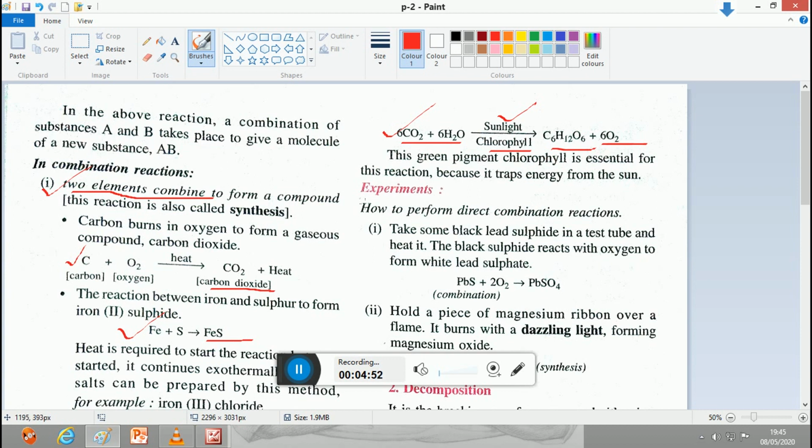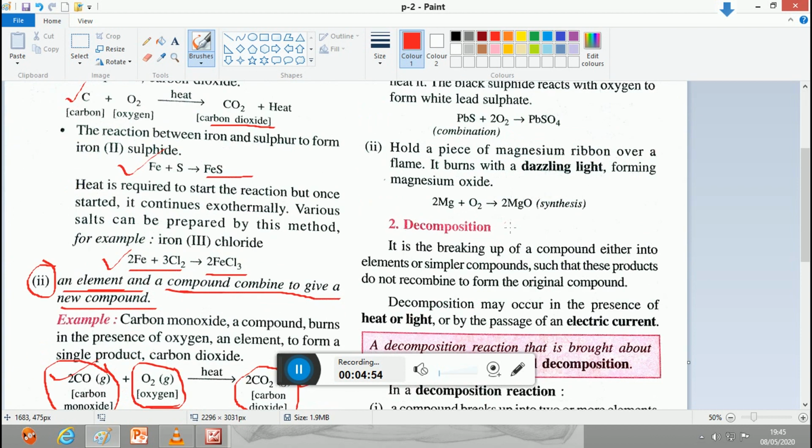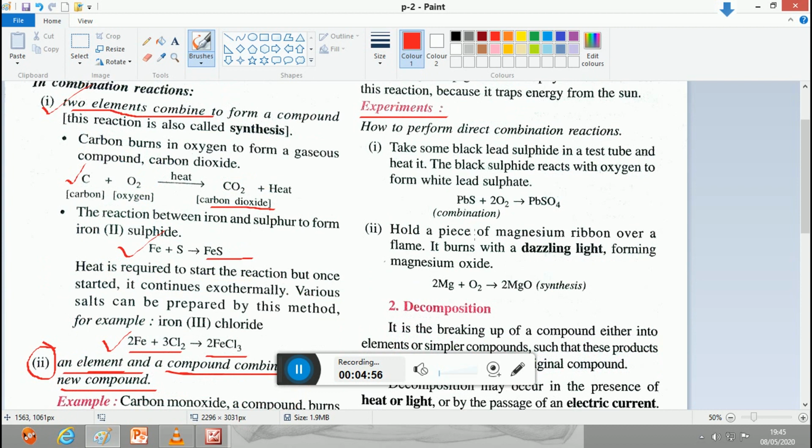Now, in your book, two experiments are given for direct combination reaction. In the first example, black lead sulfide when heated, observations may come in your exam. This is a good question for your exam.